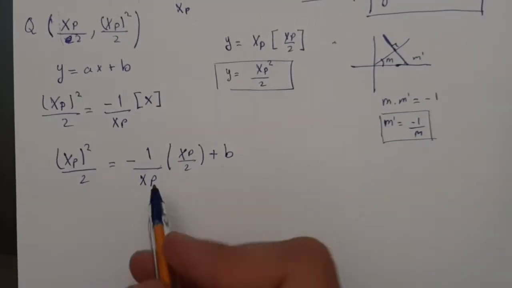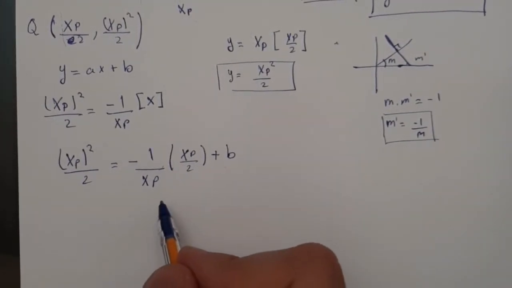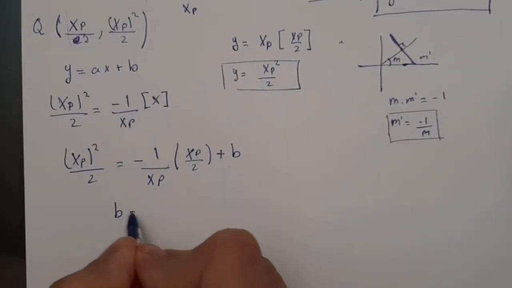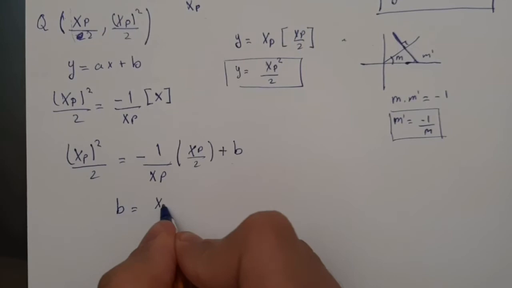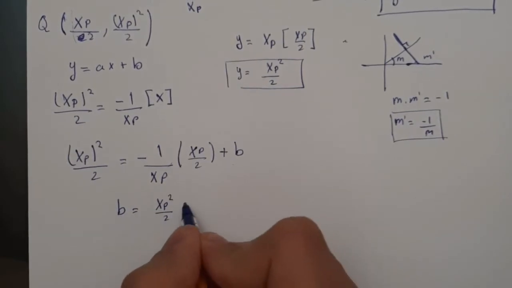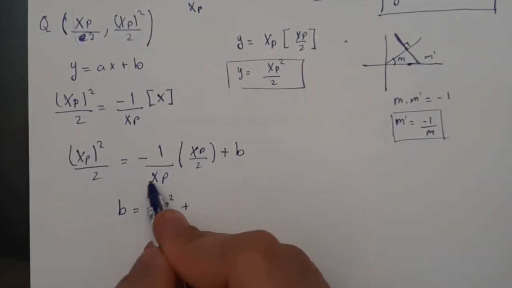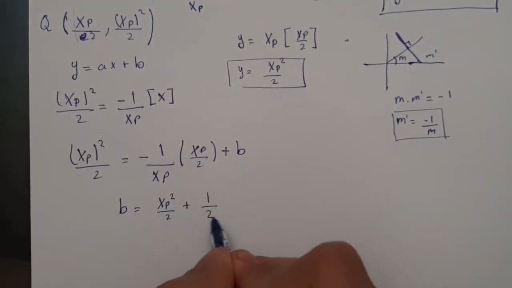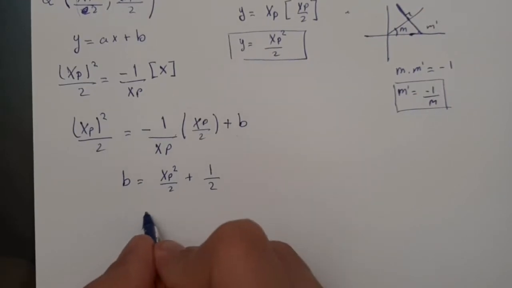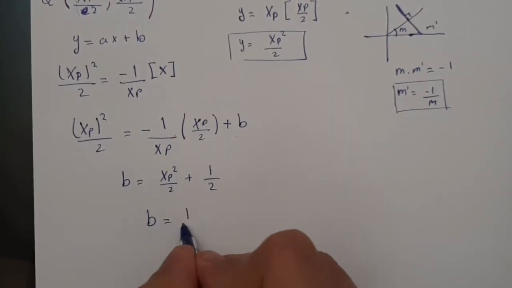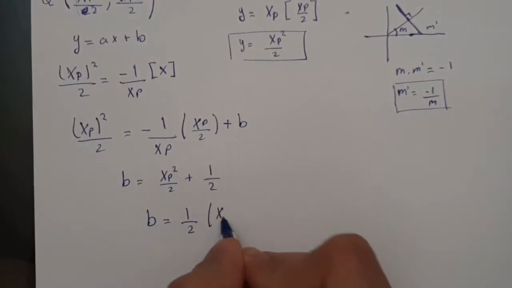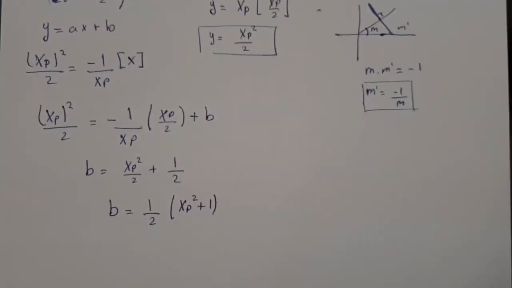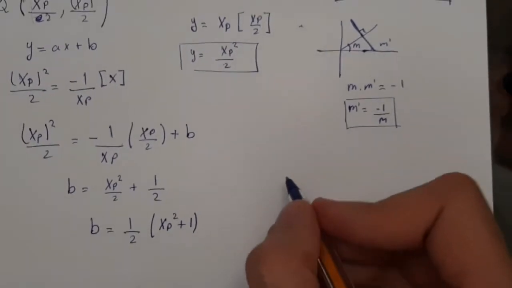So how do we proceed on this? Okay, so we'll have that b is equal to xp squared divided by 2 plus, well, xp divided by xp doesn't change anything, minus 1/2 goes to the other side, plus half. So we'll have that b is equal to one half xp squared plus 1/2. Okay, so now we have our second line ready.